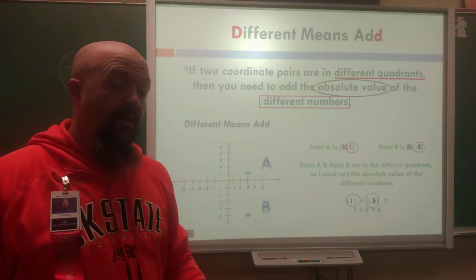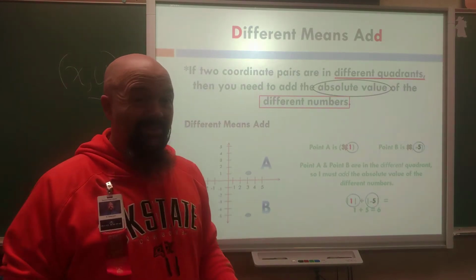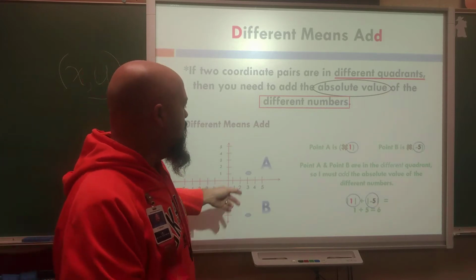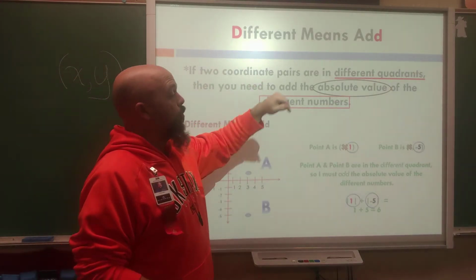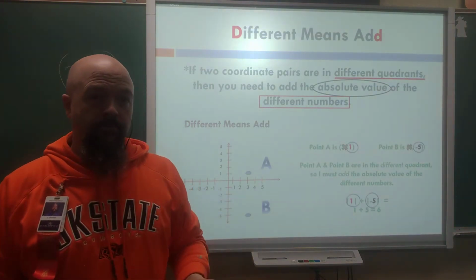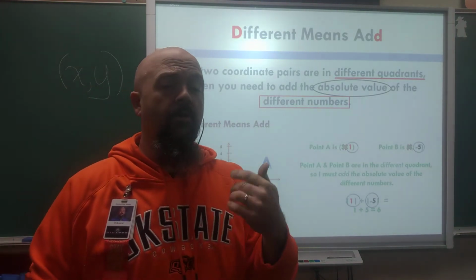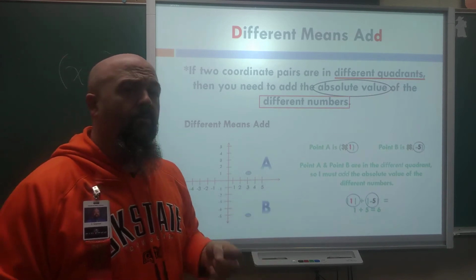So 1 plus 5, well, that's 6 units. So our distance between these 2 points is actually going to be 6. Again, if they're in different quadrants, we add. On the previous slide, if they're in the same quadrant, we subtract. Well, why do we do that, Mr. Greener?